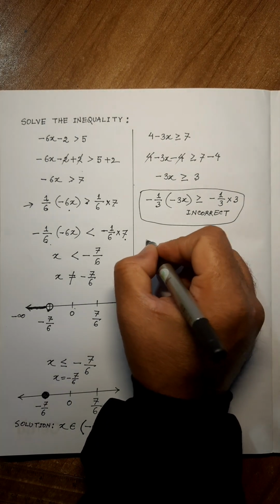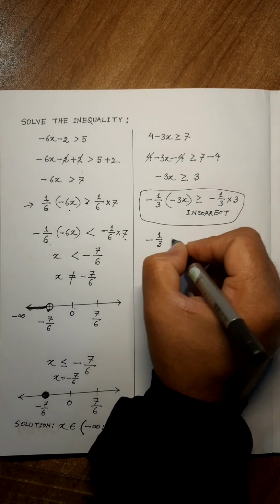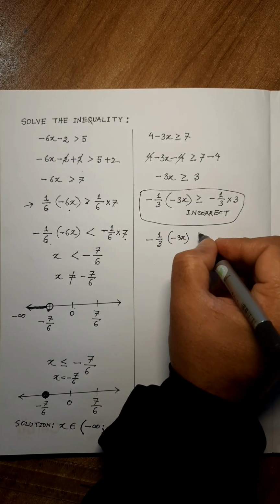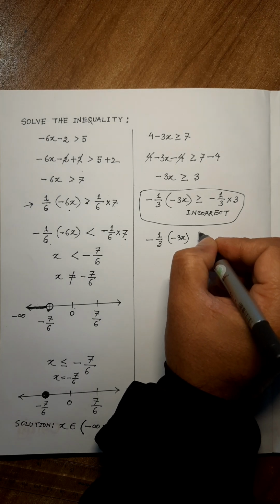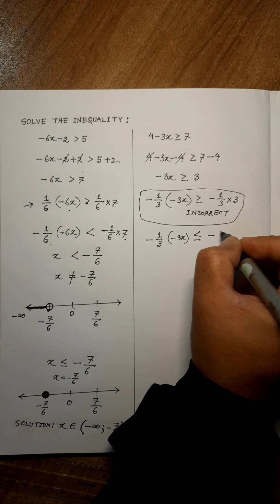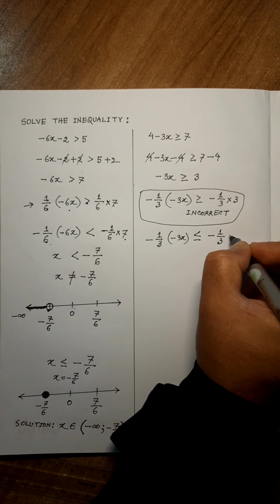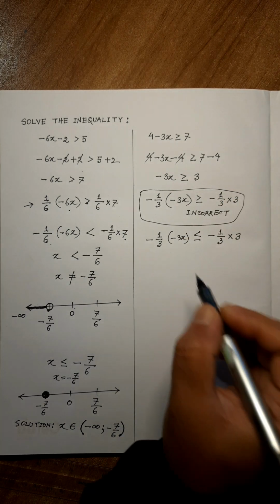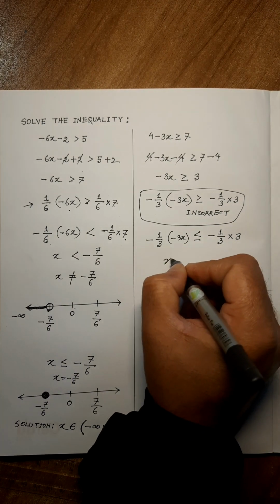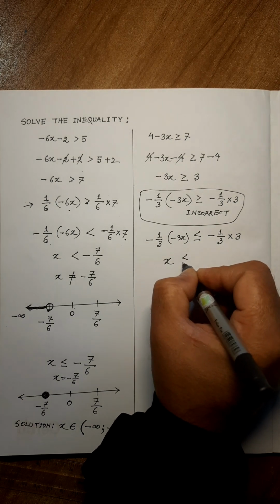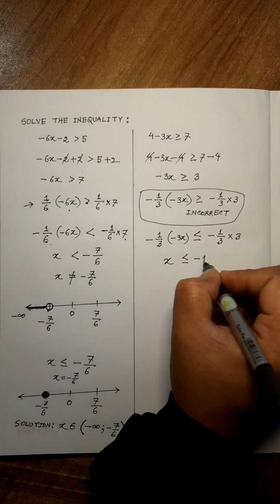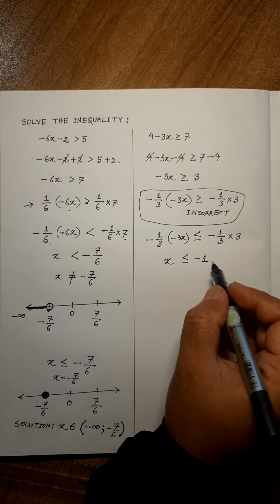So, let's correct it. Negative 1 over 3 times negative 3x, and that flipping. So, greater than will now become what? Less than. And equal sign is just equal sign. And again negative 1 over 3 times 3. Now, negative 1 over 3 times negative 3x will give us what? It will give us positive x, which is less than or equal to negative 1 over 3 times 3, which will give us what? Negative 1. So, x is less than or equal to negative 1.